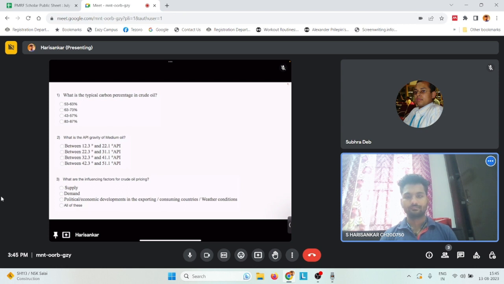What is the typical carbon percentage in crude oil? We just learned about it today. The percentage of carbon is very high in crude oil, and the right answer here is between 83 to 87%. What is the API gravity of medium oil? We learned there are three types of oil: light, medium, and heavy, all classified based on their API gravity. For medium oil, the answer is between 22.3 and 31 API gravity.